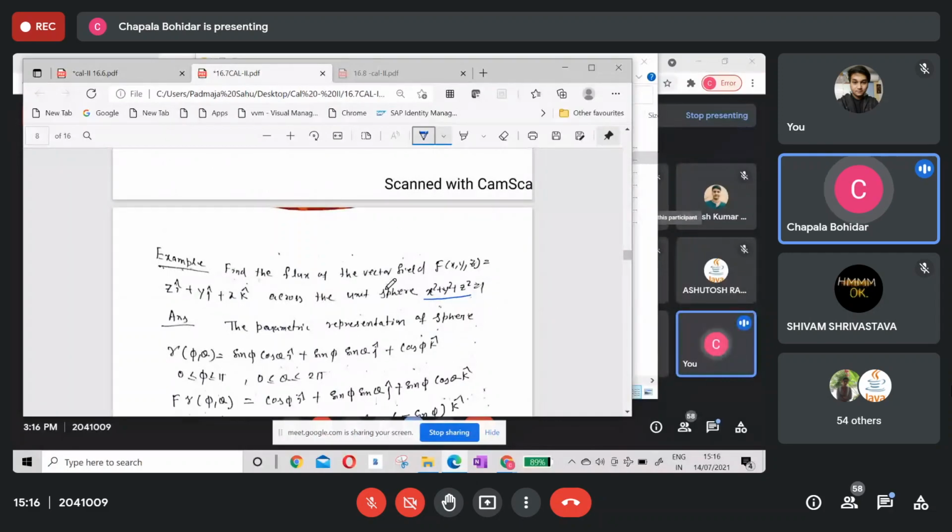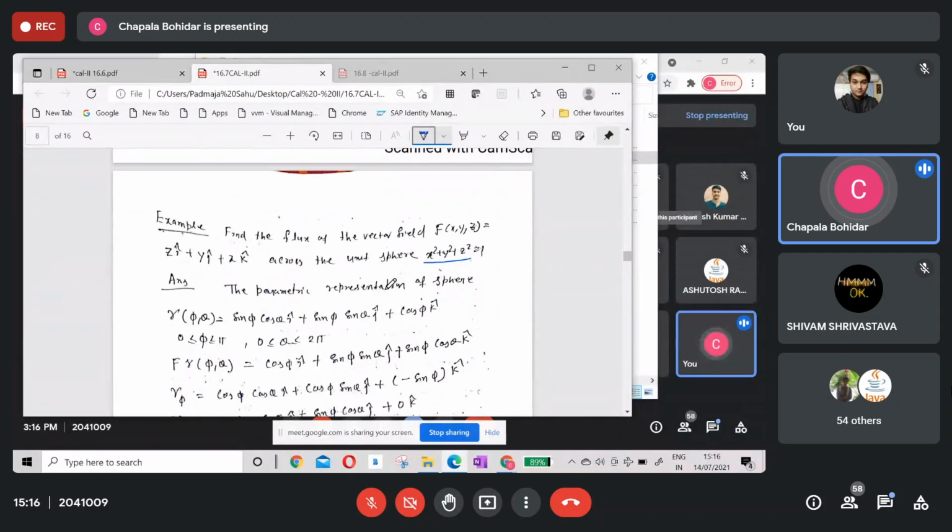Now find the flux of the vector field F of x, y, z equal to z i cap, y j cap, x k cap across the unit sphere x square plus y square plus z square equal to 1. So we can write down our parameters, we already discussed. Here the value of z is equal to cos phi. y is equal to sin phi sin theta, so we write that here. And x is equal to sin phi cos theta.